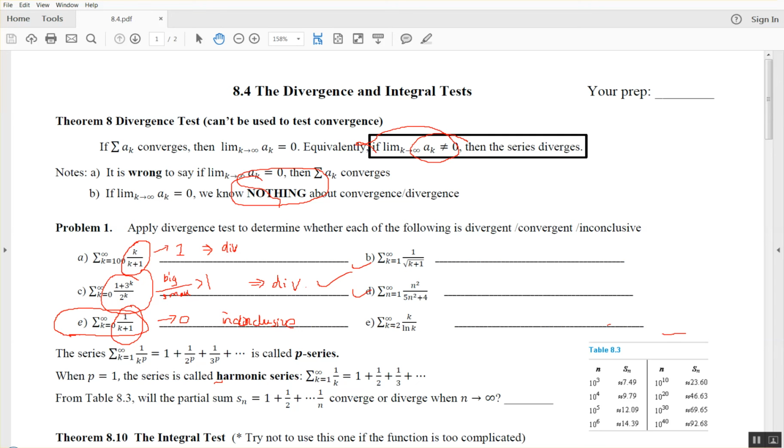Now take a look at E. E says k over natural log of k, and you do know that k is approaching infinity faster than the natural log of k. So we do know this is approaching infinity, which is not 0. So we know it is divergent for E.